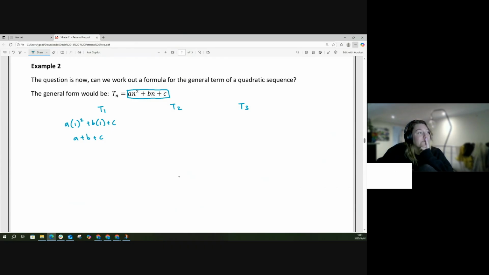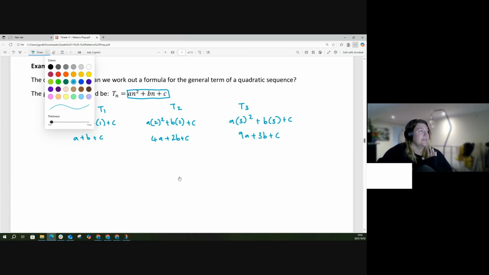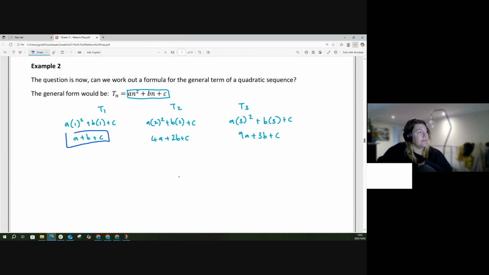Okay. Term 2. A times 2 squared plus b times 2 plus c. So I'm going to have 4a plus 2b plus c. And then for term 3, I'm going to have a times 3 squared plus b times 3 plus c. And I'm going to land up with 9a plus 3b plus c. Okay. So that is my quadratic sequence. This is term 1. This is term 2. This is term 3.